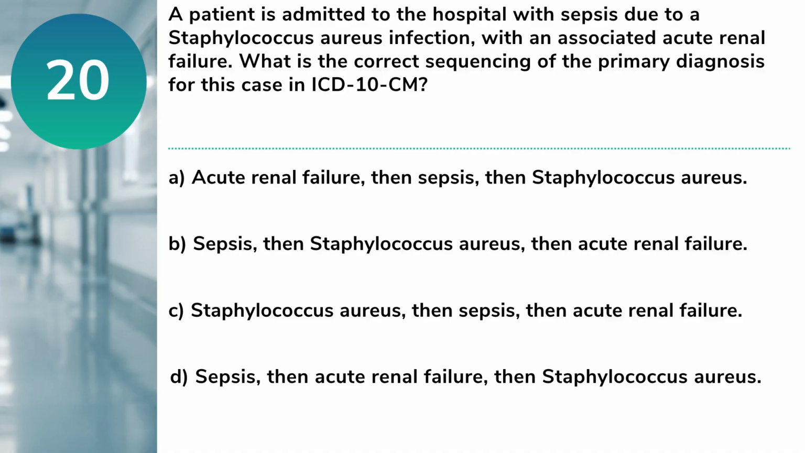Question 20. A patient is admitted to the hospital with sepsis due to a Staphylococcus aureus infection, with an associated acute renal failure. What is the correct sequencing of the primary diagnosis for this case in ICD-10-CM? A. Acute renal failure, then sepsis, then Staphylococcus aureus. B. Sepsis, then Staphylococcus aureus, then acute renal failure. C. Staphylococcus aureus, then sepsis, then acute renal failure. D. Sepsis, then acute renal failure, then Staphylococcus aureus.